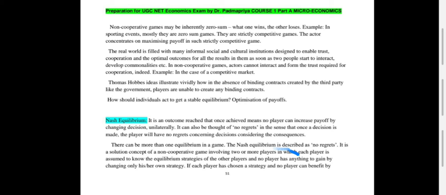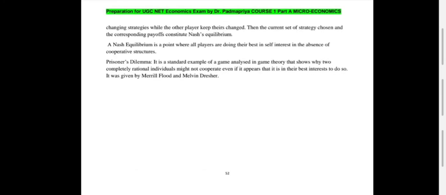If each player has chosen a strategy and no player can benefit by changing strategies while the other players keep theirs unchanged, then the current set of strategies chosen and the corresponding payoffs constitute a Nash equilibrium. A Nash equilibrium is a point where all players are doing their best in self-interest in the absence of cooperative structures. So, a very important concept, Nash equilibrium. It is a point where all players are doing their best in self-interest in the absence of cooperative structures.